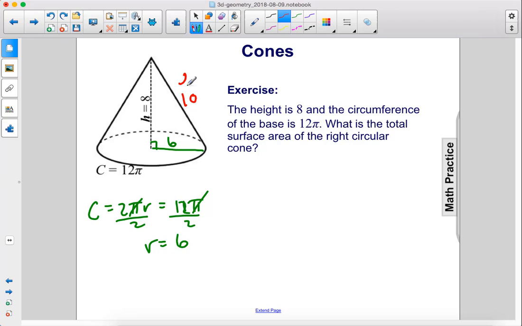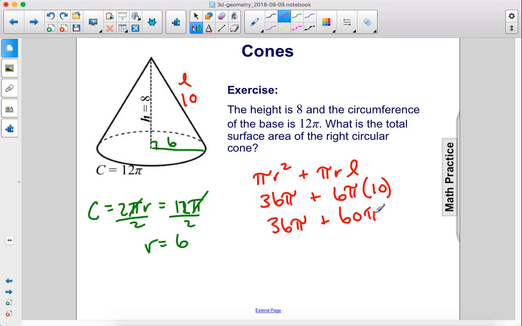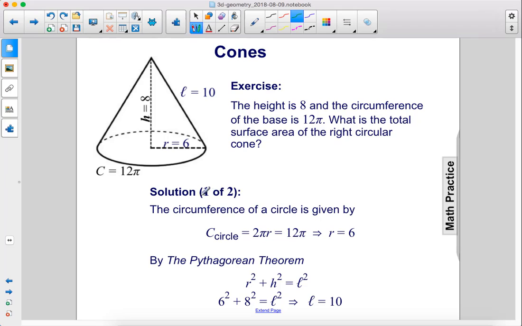So now that we have L, which is 10, we can solve for the total surface area, which is pi r squared plus pi r l. Now the radius is 6, so this becomes 36 pi plus the radius is 6 times pi times L, which is 10. So 36 pi plus 60 pi equals 96 pi. In the next couple slides, we'll go through this answer a little more slowly and go through each step. Alright, so solution 1 of 2.